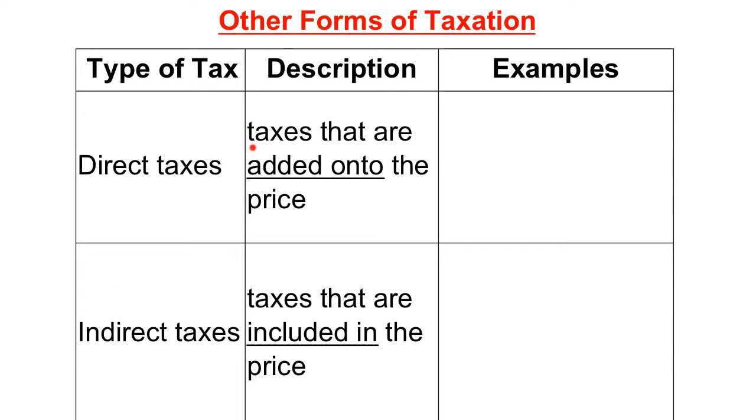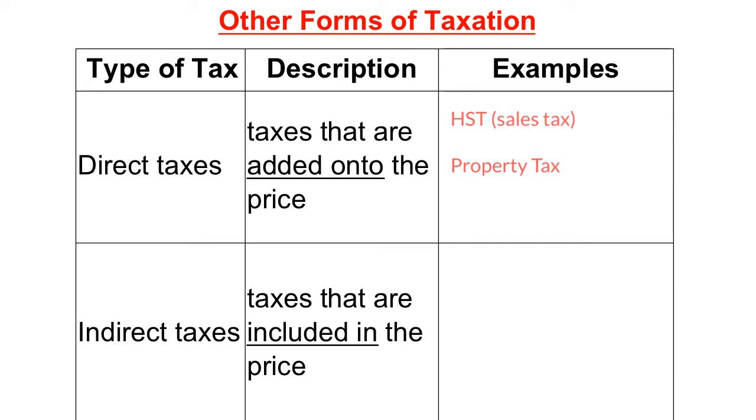Direct taxes are taxes that are added onto the price, whereas indirect taxes are taxes that are included in the price. Examples of direct taxes are HST, or sales tax, that we talked about in the previous lesson, as well as property tax. If you own property, you have to pay tax on top of the cost of your home.